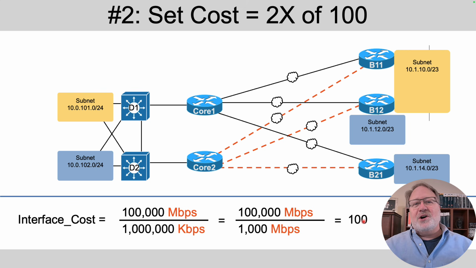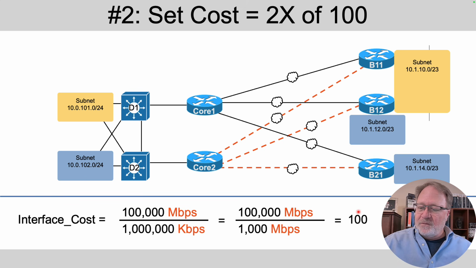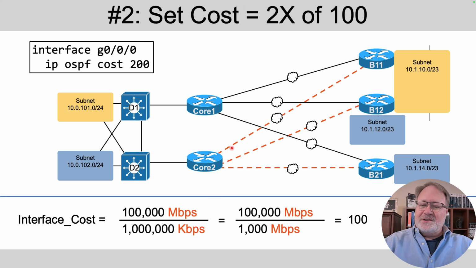So if you did a show ip ospf interface brief command on these routers after doing the reference bandwidth change, you should see all the interface costs at 100. Then to override the costs on those links, you would go to each of these three interfaces out at the branch offices and configure this ip ospf cost 200 command.